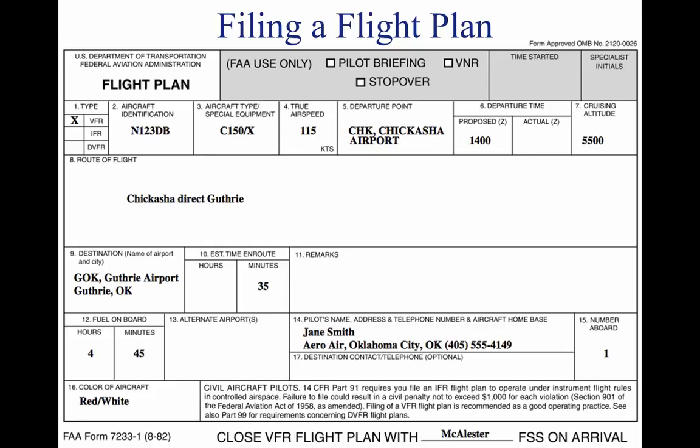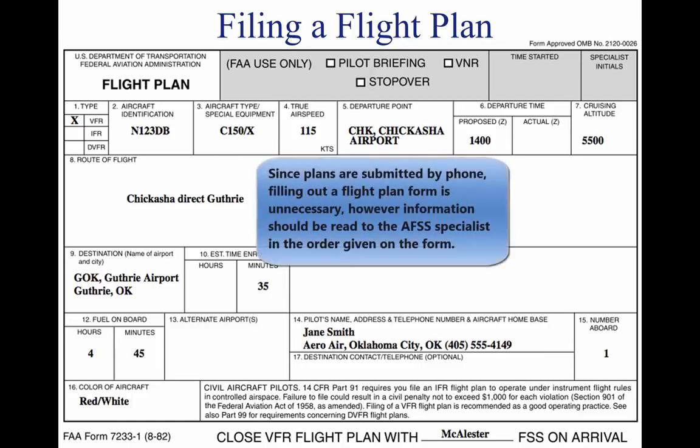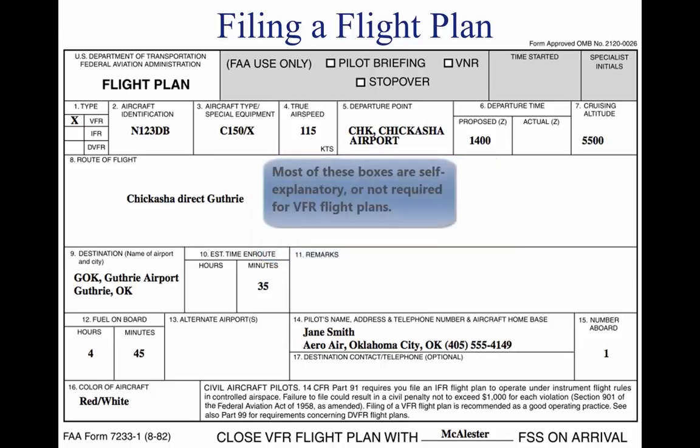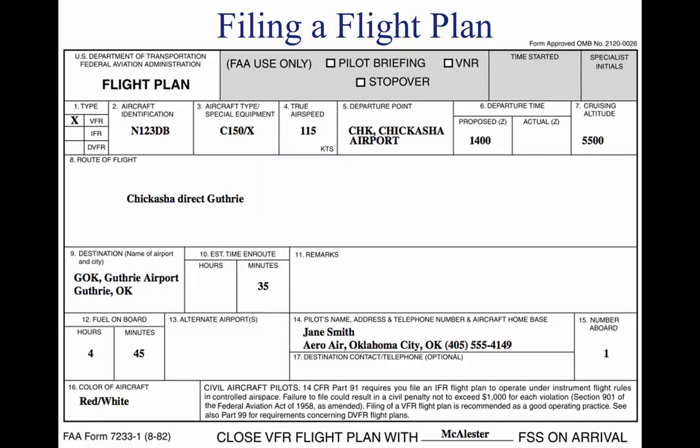This figure shows the flight plan form a pilot files with the AFSS. When filing a flight plan by telephone or radio, give the information in the order of the numbered spaces. This enables the AFSS specialist to copy the information more efficiently. Most of the fields are either self-explanatory or non-applicable to the VFR flight plan, such as item 13. However, some fields may need explanation.